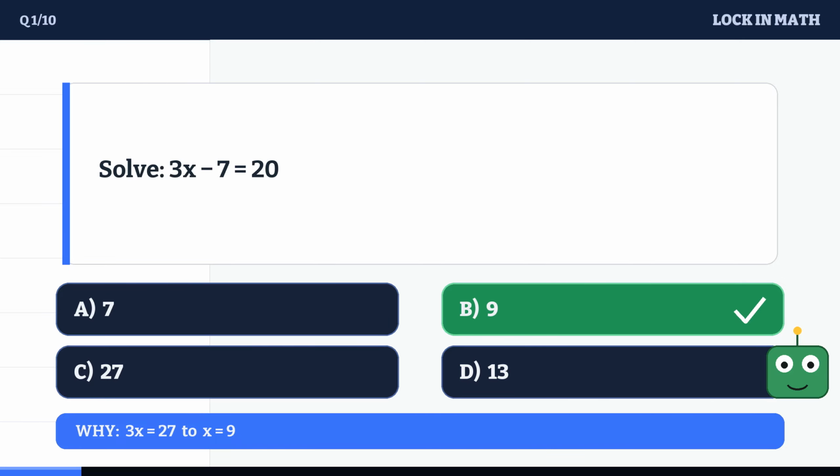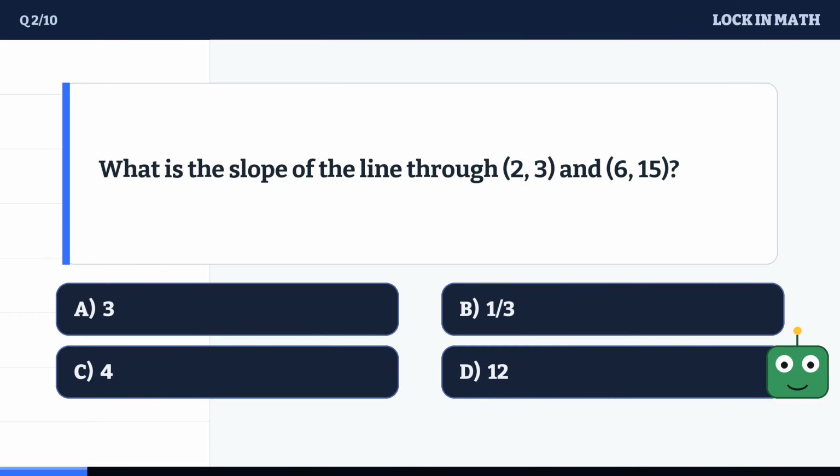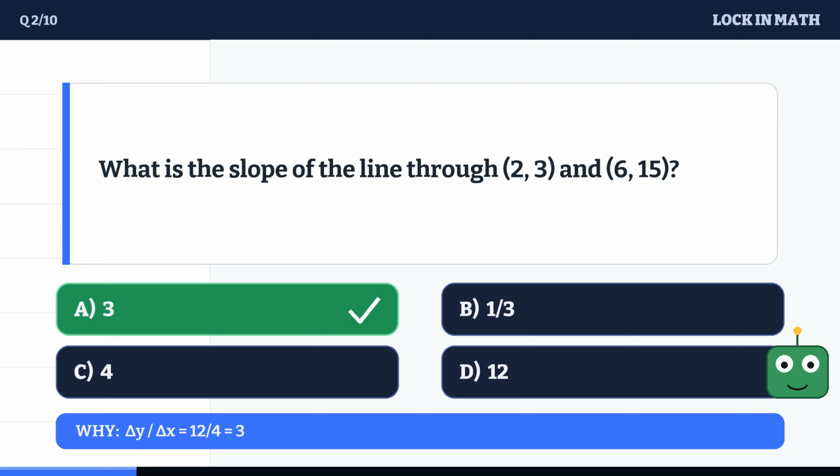Always finish the divide. Find the slope of the line through the points (2, 3) and (6, 15). Three. Rise over run. 15 minus 3 is 12. 6 minus 2 is 4. 12 over 4 is 3. Flip it by accident, and you get 1/3. Keep the y's on top.